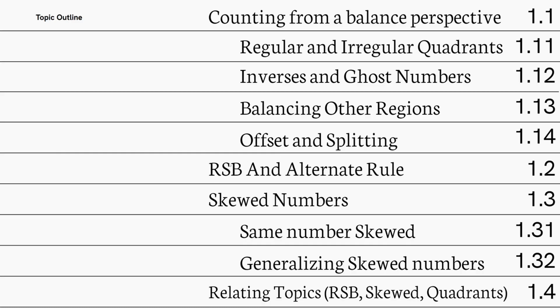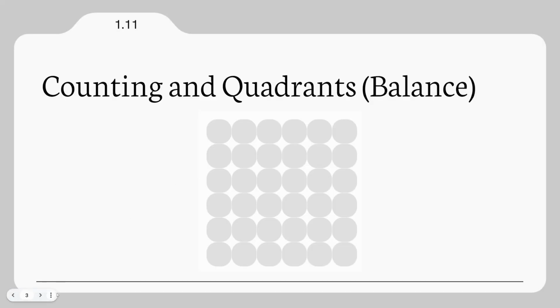And then next I want to move on to RSB and the alternate rule, and a special case of it as well, but I didn't include that in the plan. And then I also want to do skewed numbers with the same number I'm going to start off with to motivate it, and then I'm going to generalize it, and then I'm going to relate all the topics. That is the plan for this. Alright, so we're going to quickly start with the very basics.